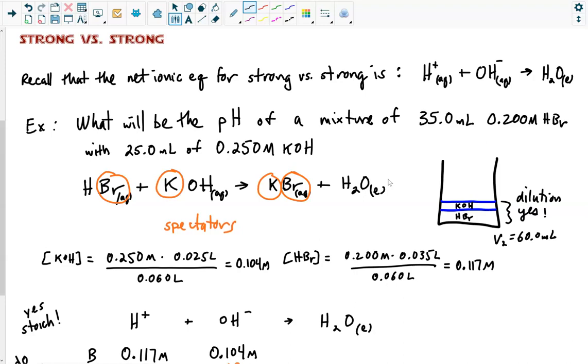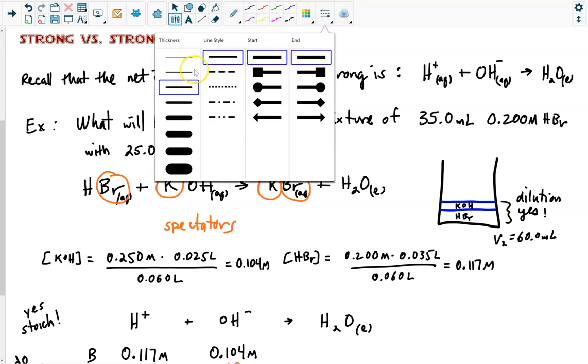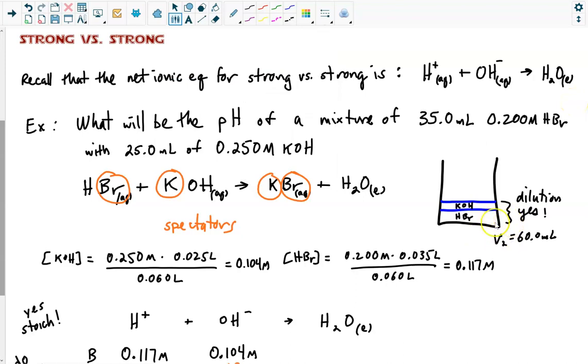Is there a dilution? Well, you know me, guys. A picture paints 1,000 words for me. And I always think about drawing a picture. So let's draw a picture of this scenario right here. And, well, I had some HBr. I had 35 milliliters, right, of 0.200 molar HBr. And to it, I added 25 milliliters of KOH, right? Well, the resulting final volume will be 60 milliliters.